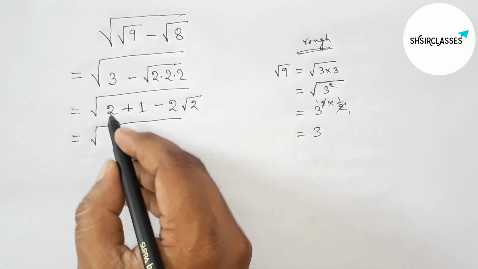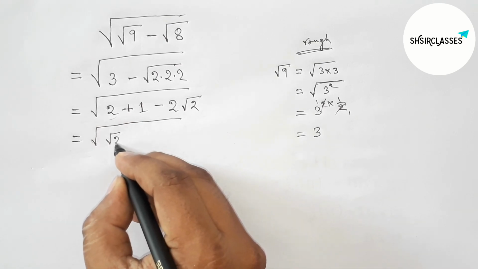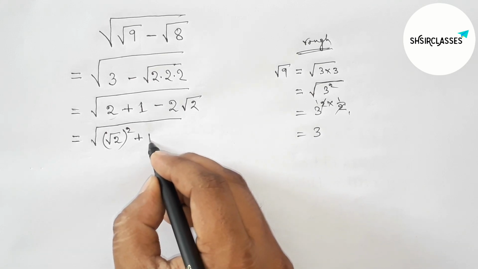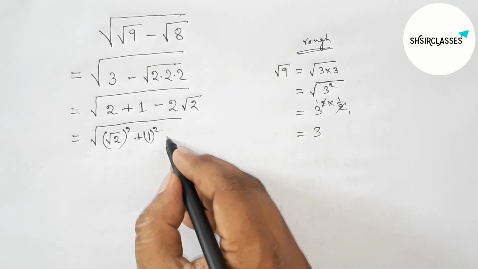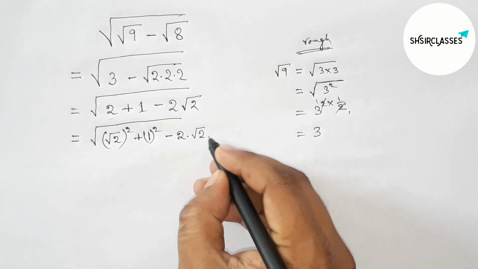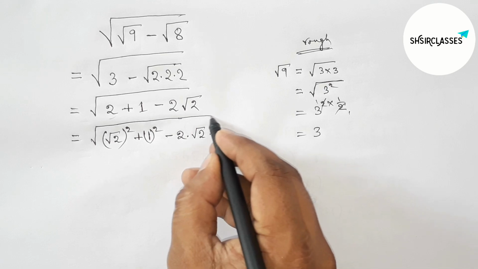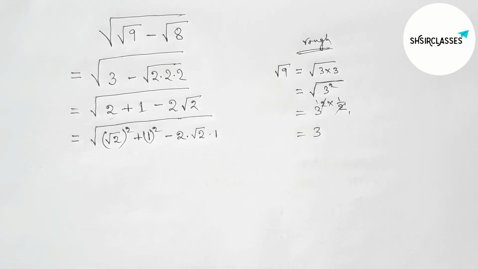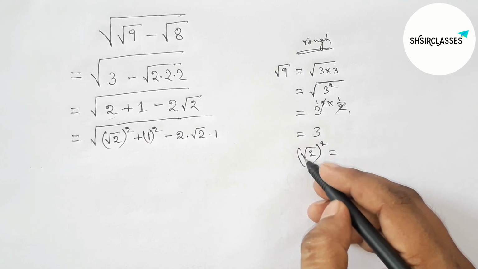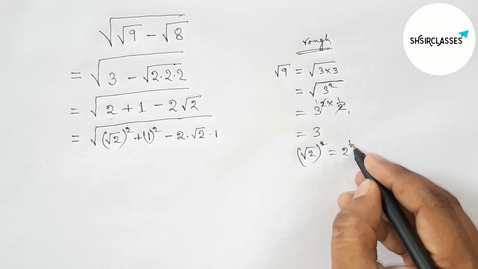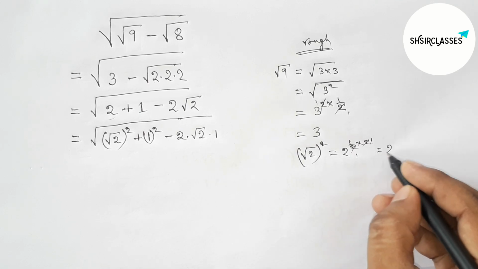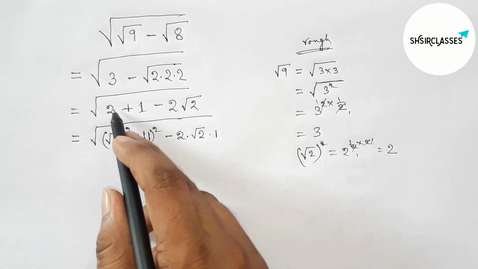Next, using another trick, we can write here root 2 whole square plus 1 square minus 2 into root 2 into 1. Now simplifying root over 2 whole square, that means root 2 to the power 1 by 2 and into 2, so this is 2, so root 2 square equals 2.